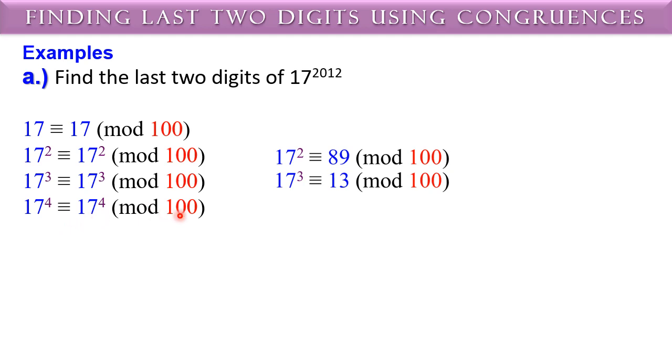17 raised to 4 can be expressed as 83,521. Hence, we have 17 raised to 4 is congruent to 21 modulo 100. Since the ones digit of our remainder is already 1, we are going to stop and use this fact to solve our problem. To continue, let's proceed to the next slide.